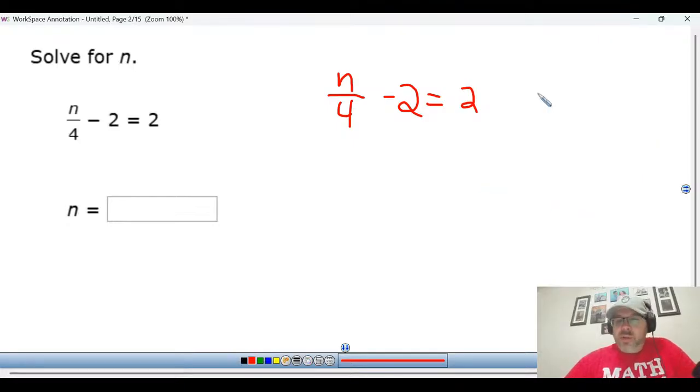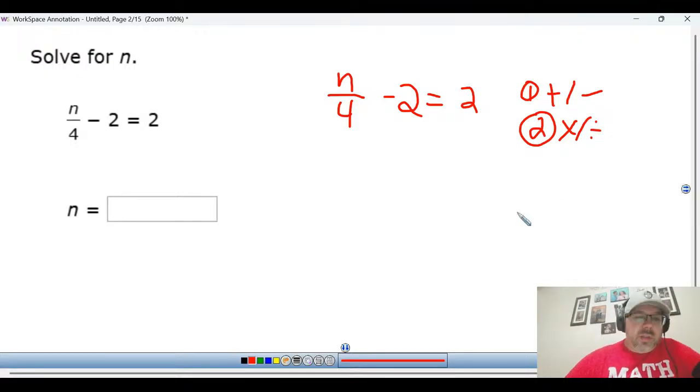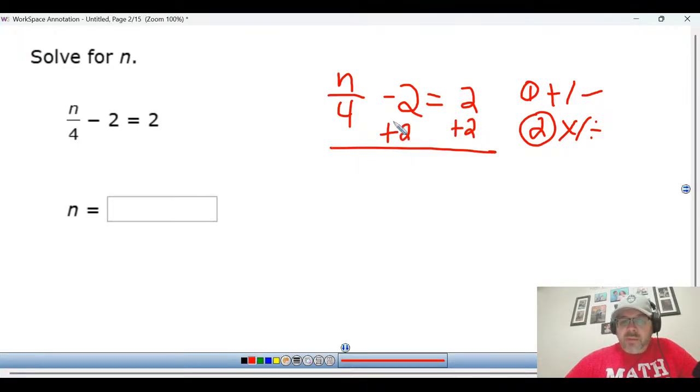All right, so remember what we got to do here. We got a two-step equation. First step is going to be addition or subtraction. Second step, multiplication or division. Okay, so the first thing we got to do is we got to add 2. We're going to add 2 because it's on the side with the variable, and we want that side with the variable to only have the variable. So when we do that, this negative 2 and plus 2 disappear. We end up with n divided by 4 equal to 2 plus 2 is 4.